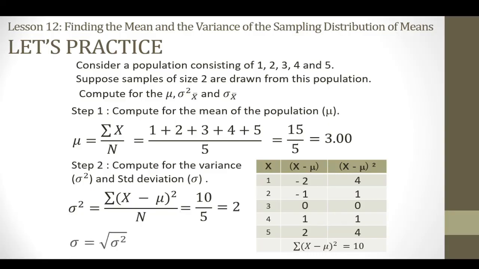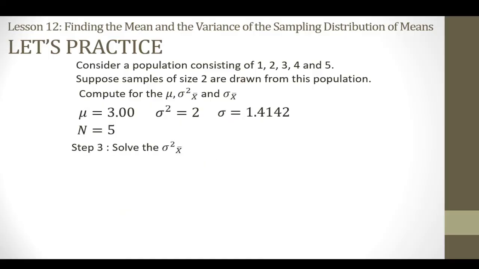And to get the population standard deviation, we simply get the square root of the population variance, which is equal to 1.4142. So, nakuha na kagad natin yung step 1 and 2. The mean, the population variance, and the population standard deviation. Next, we now solve for the sampling variance. Paano natin solve yung sampling variance? Ito yung mga nakuha natin kanina.